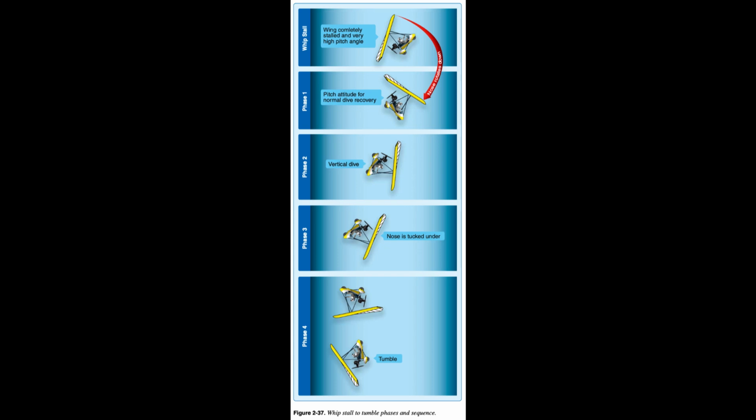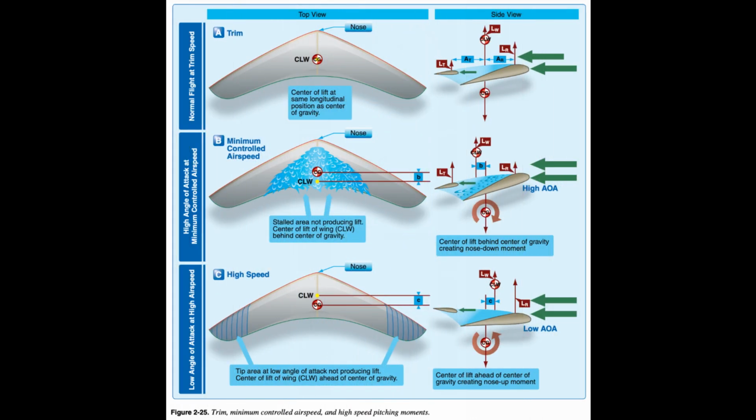This rotational momentum can pull the nose down into a number of increasingly worse situations, depending on the severity of the whip stall. Figure 2.37 shows a whip stall and the phases that can result, depending on the severity. Phase 1, a minor whip stall, results in a nose-down pitch attitude at which the nose is at a positive AOA and the positive stability raises the nose to normal flight, as described in Figure 2.25c.